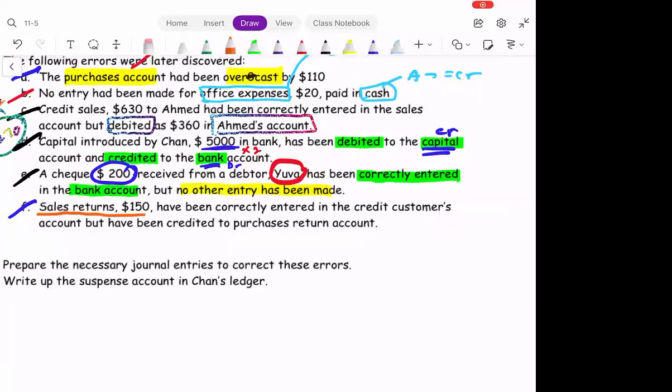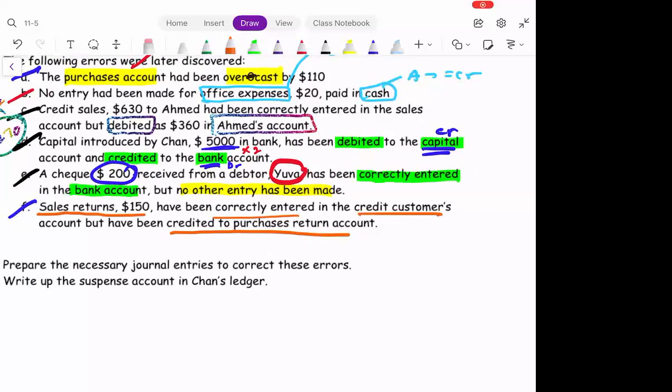Sales written under 50 had been correctly entered in the credit customer's account. Wait, when I read this, correctly entered in the credit customer, is it one side mistake or two side mistake? One side mistake. If it is one side mistake, there will definitely be a suspense account. Very good. Okay, continue. Has been credited to purchasers return.